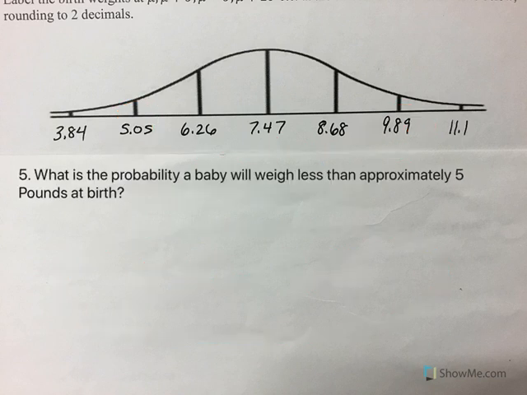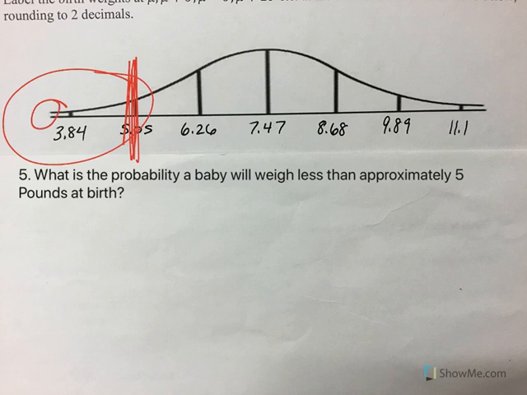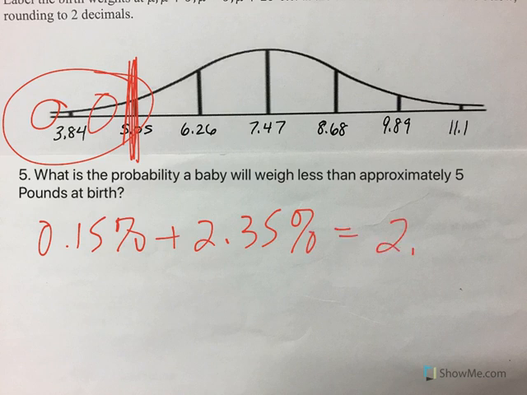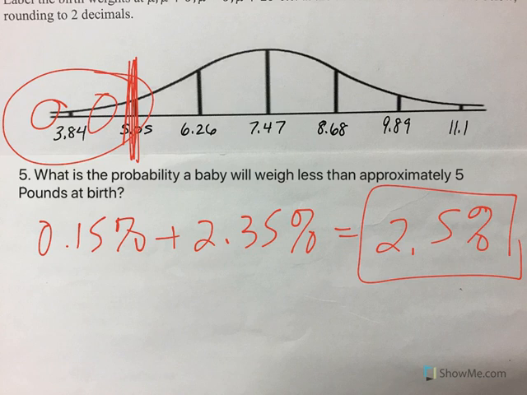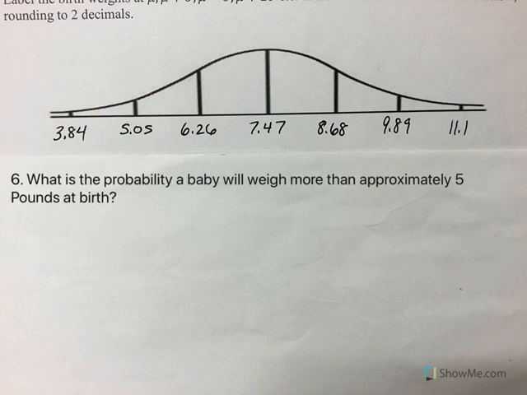What's the probability a birth weight will be less than about 5 pounds? Well, here's about 5 pounds, so less than is this direction. So the little piece is 0.15%. The next piece is 2.35%. So together, that is 2.5% chance that a baby will weigh less than 5 pounds at birth.